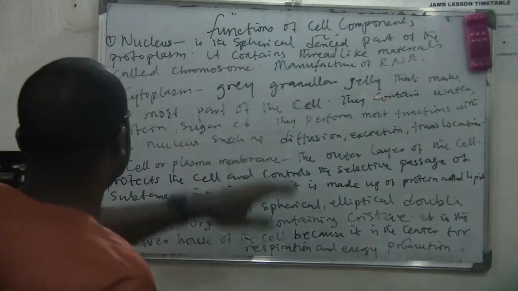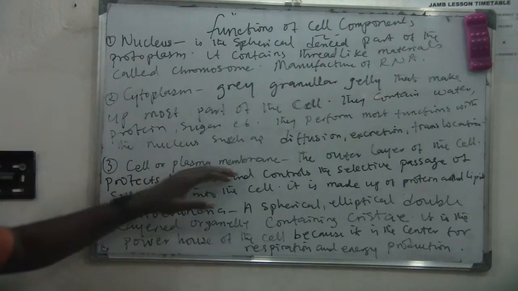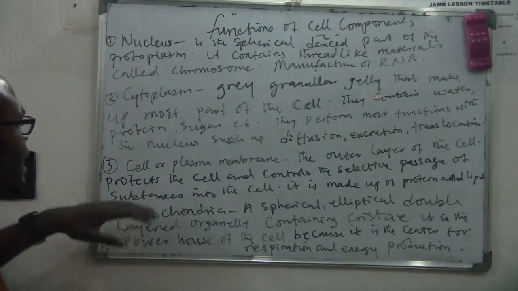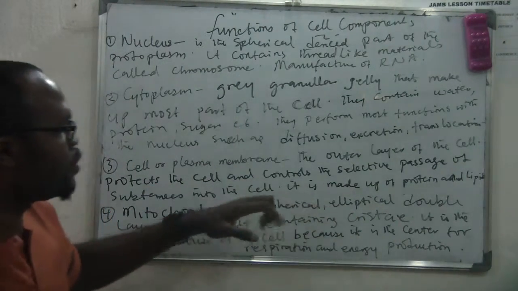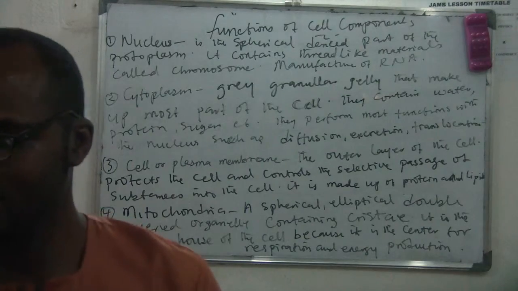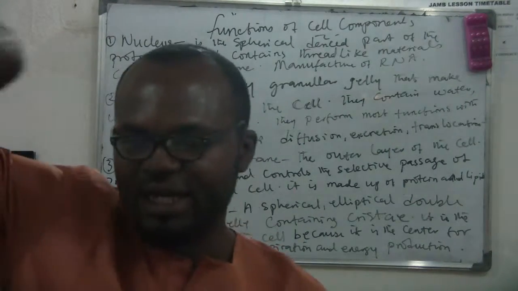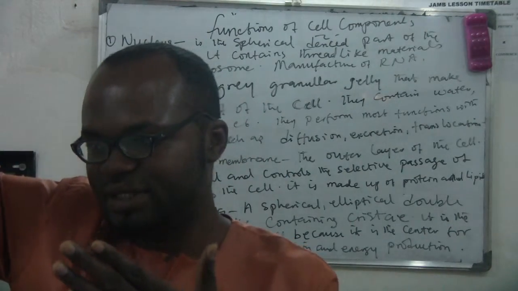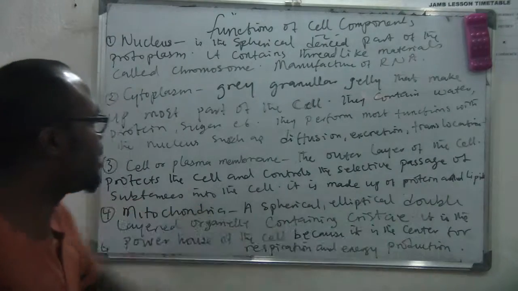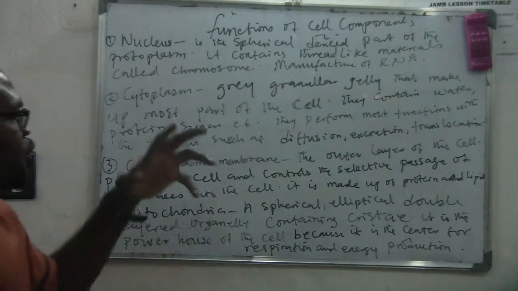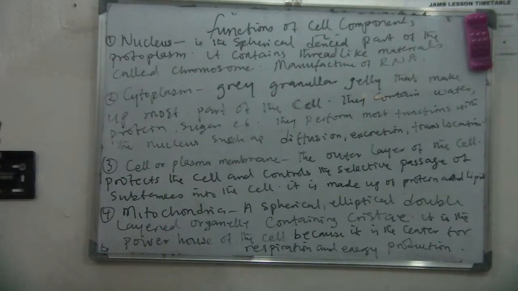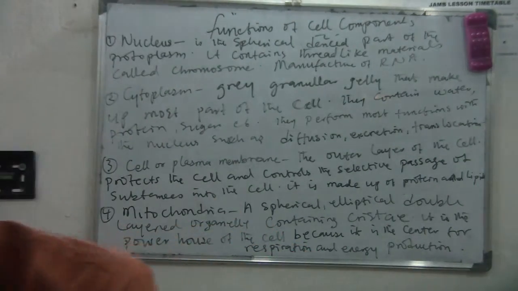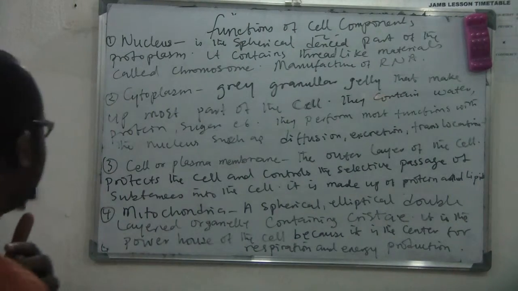Then another component of the cell is the plasma membrane, the cell membrane, which is the outer layer of the cell that protects the cell and controls selective passage of substances. Is that clear? It controls what enters the cell and leaves, isn't it? It controls selective passage of substances in the cell, and it also protects the cell. It is made up of protein and lipids. Lipids are fats and oil, I hope you know. So it's made up of proteins and lipids.